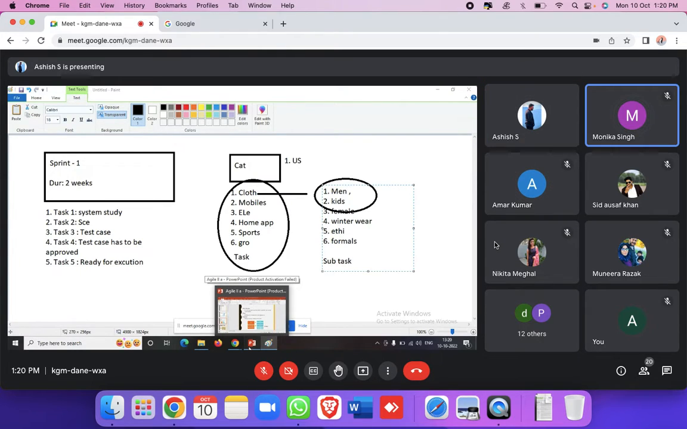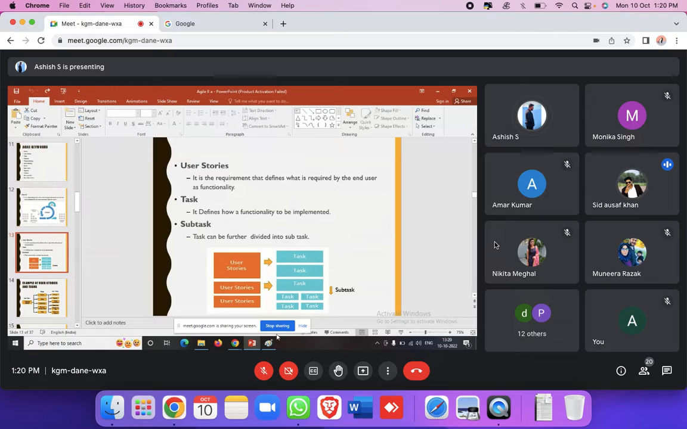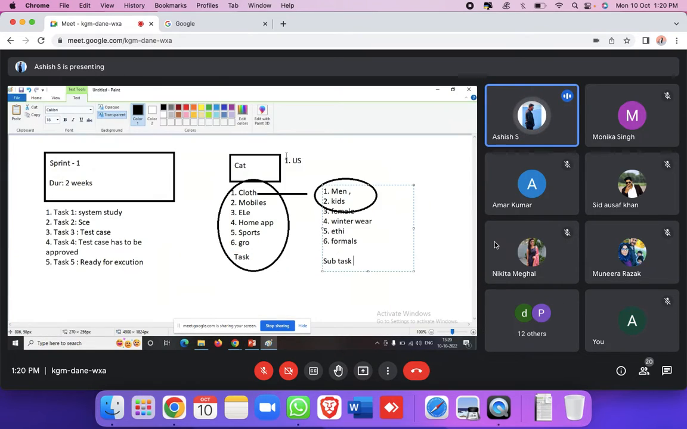Sir, is there a difference between user story and requirements? No. Your requirements are your user stories. There's no difference. See, one particular user story will have tasks and subtasks. As I have drawn over here, this is your categories, your user stories. In that we have some tasks, and in that we have some subtasks. Understood? You can see it in your PowerPoint also.